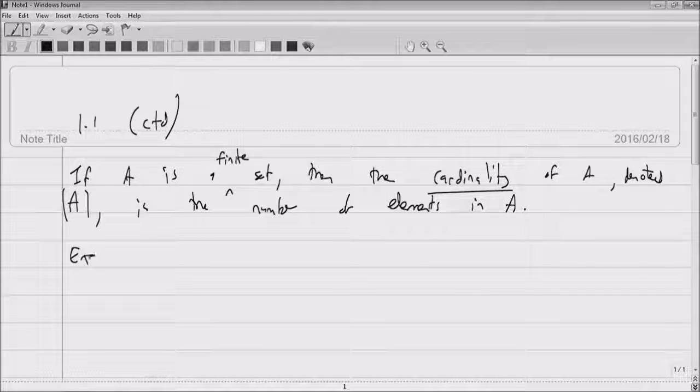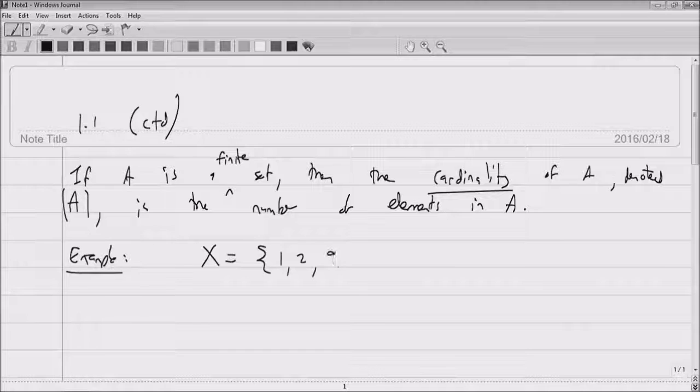So for example, if x equals 1, 2, 9, Fred, and, I don't know, let me make up a new symbol. It's like a smiley face with a guy with a moustache or something.